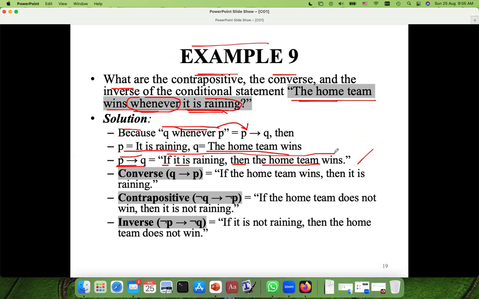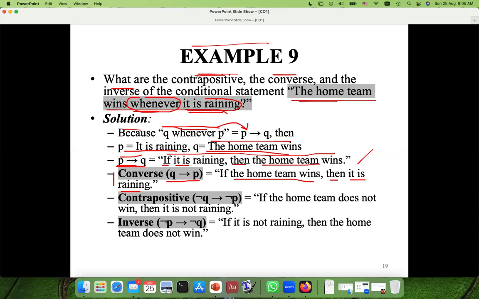Now what is the converse? Converse is just changing the position of the variables. Q implies P, which is written here. This is the converse. And what does it mean? It means if Q then P. Now here Q is what? Q is the home team wins. So that's why, if the home team wins, then it is raining. This sentence that you have now is the converse.